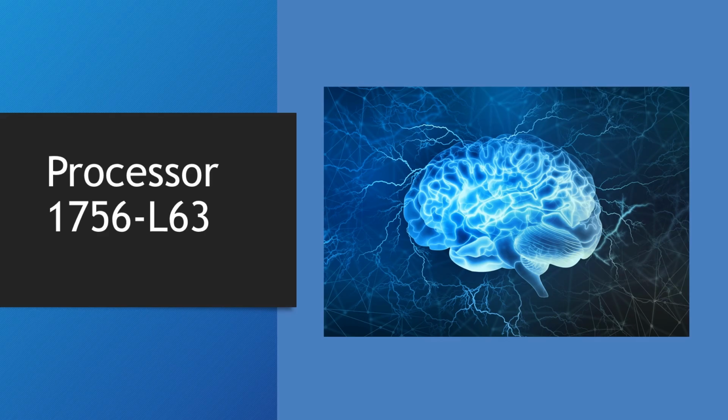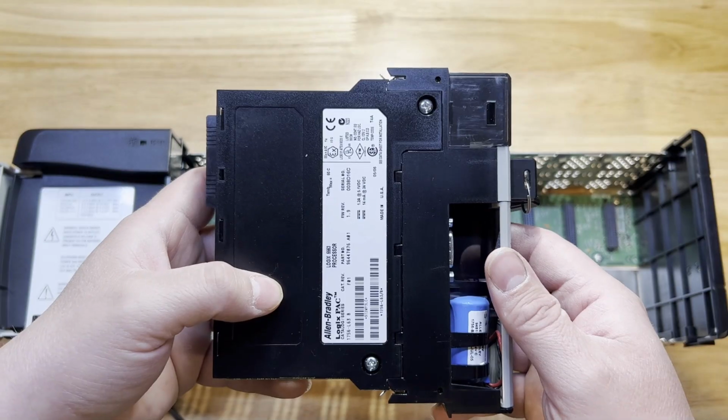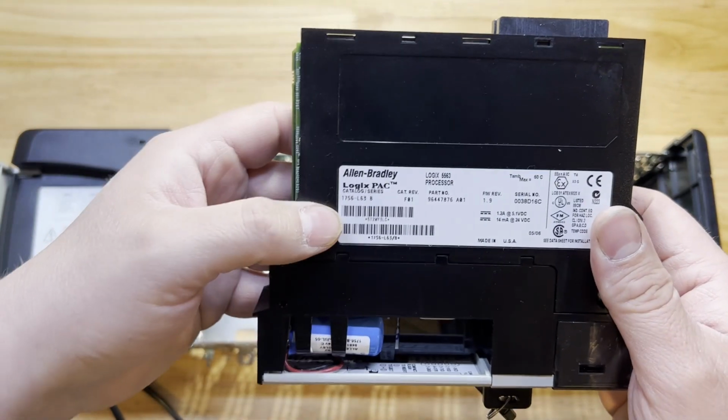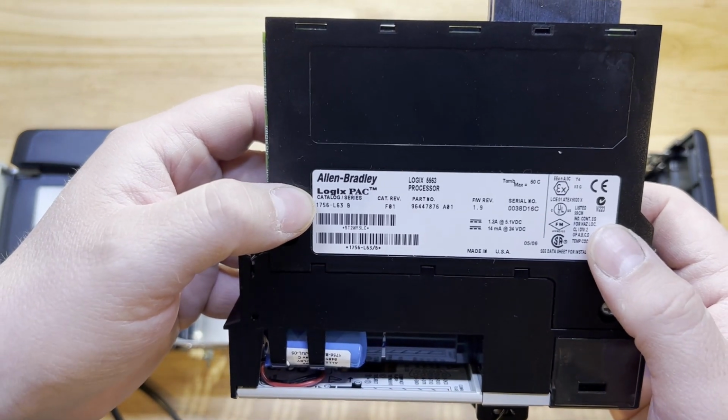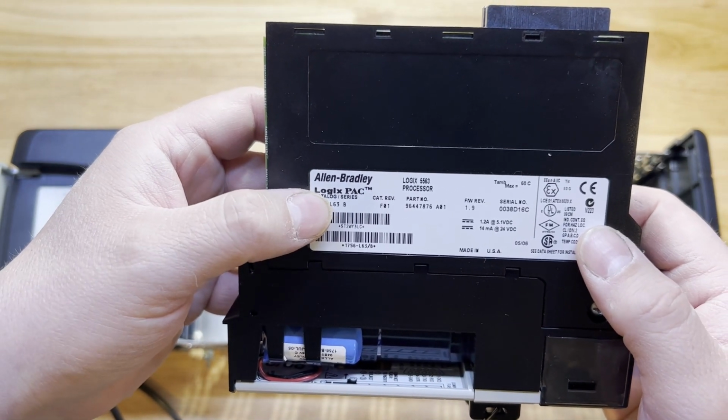Next, we'll be talking about the PLC processor. The PLC processor is the brains of the operation. This module executes all the logic code and controls all the I/O, communications, and specialty modules assigned to it. This is a PLC processor, PAC, as mentioned in the presentation. Again, we have 1756, L for Logix, and 63.